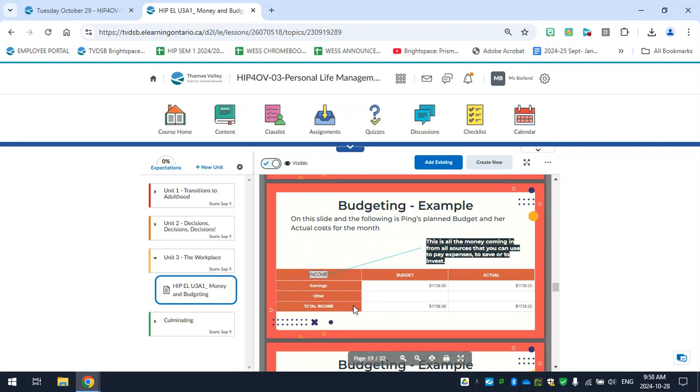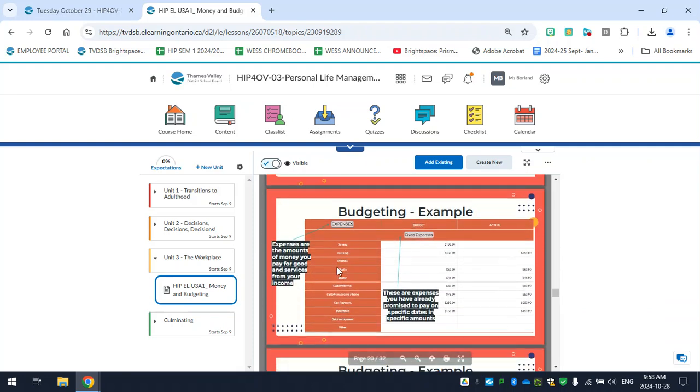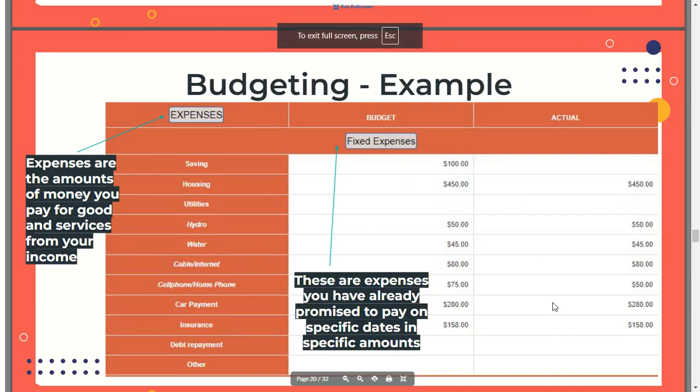So we look here, and as we've read in the slide before, her total income is $1,738. Going down, expenses are the amount of money you pay for goods and services from your income. So if we blow this up, there we go. We have fixed expenses. So these are expenses that you've already promised to pay on specific dates and specific amounts.